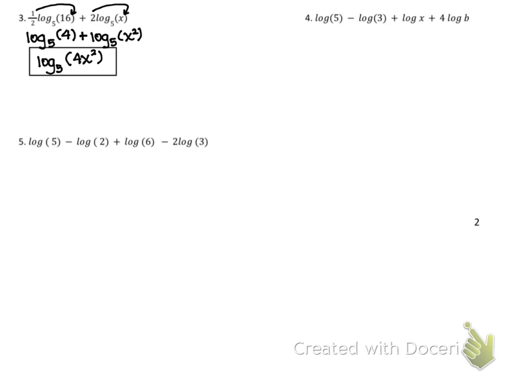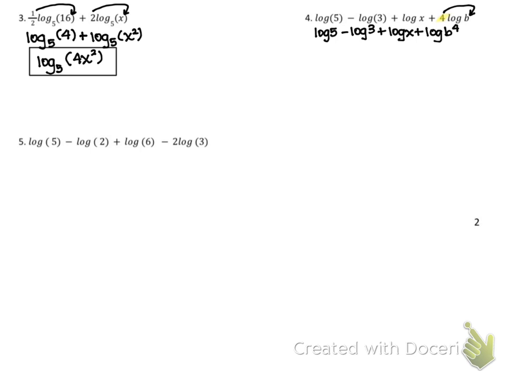Number 4, any coefficients? Not on the first one, not on the second one, not on the third one. There is one on the fourth one, though. So let's go ahead and move that up. And then just copy down what you have. So I've got log of 5 minus log of 3 plus log of x plus log of b to the 4th.